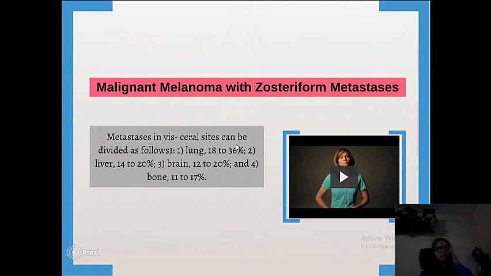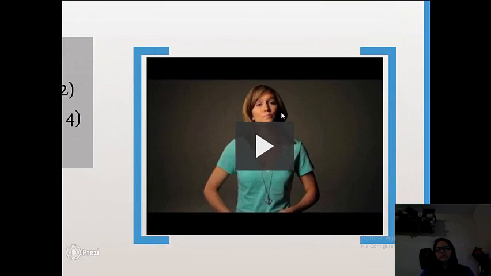Malignant melanoma with zosteriform metastases. Metastases in visceral sites can be divided as follows. First, lung, from 18 to 36%, then the liver, from 14 to 20%, then brain, from 12 to 20%, and bone, 11 to 17%.